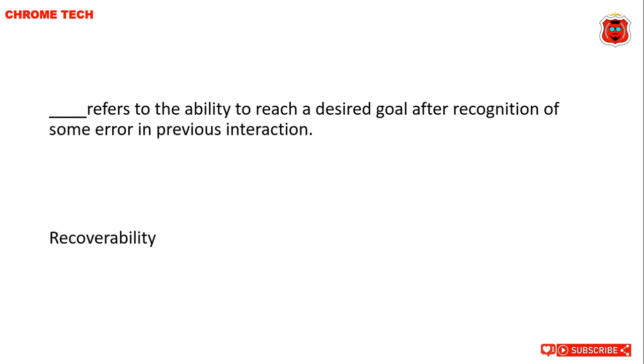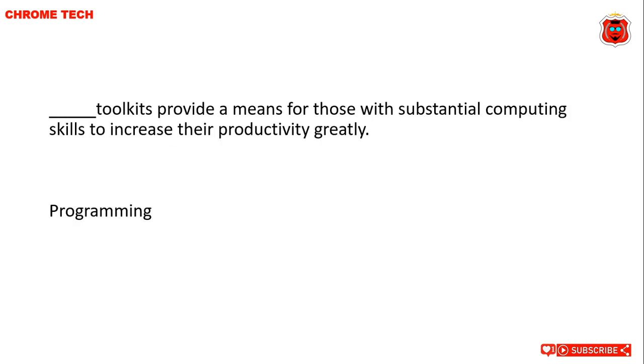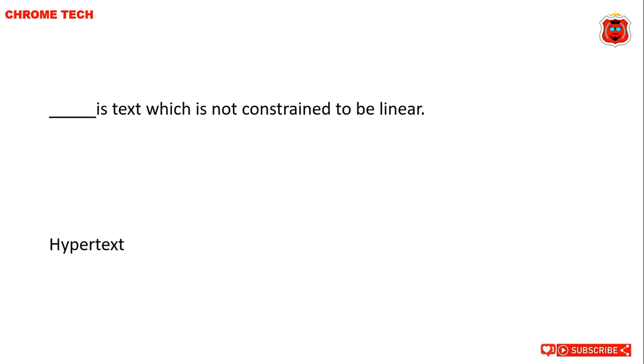Throw away. Dash refers to the ability to reach a desired goal after recognition of some error in previous interaction. Recoverability is the correct answer. Recoverability. Dash toolkit provide a means for those with substantial computing skill to increase their productivity greatly. Programming toolkit is the correct answer. Programming. Dash is text which is not constrained to be linear. Hypertext is the correct answer.